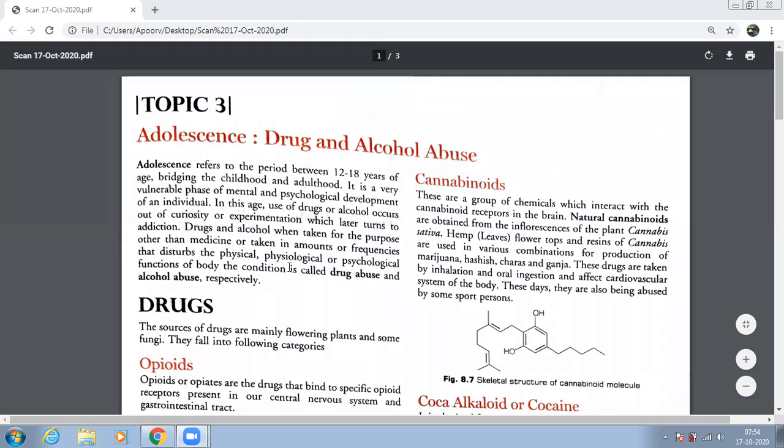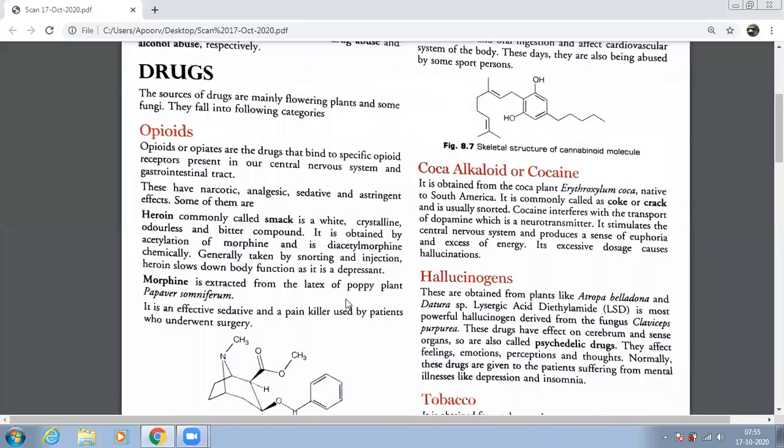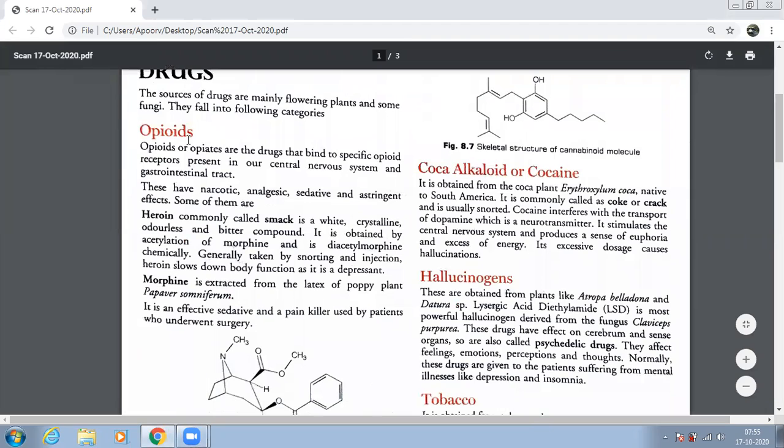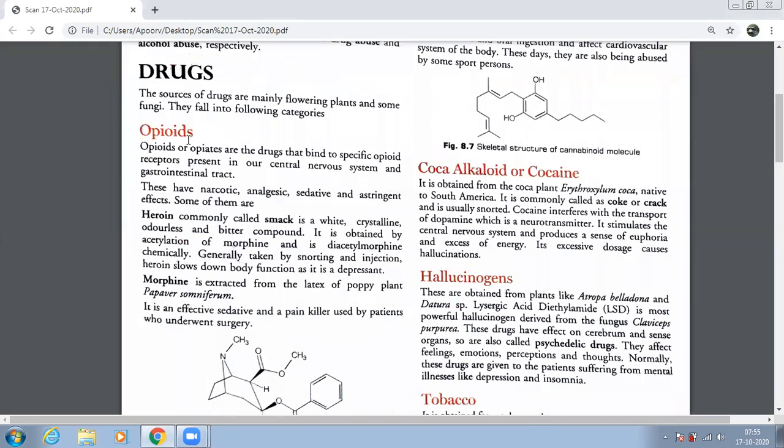It is taken other than for the purpose of medicine, and second, it is taken in a higher amount that is going to disturb these functions. Now we come to drugs. We'll certainly have some questions from here. The sources of drugs are mainly flowering plants and some fungi. Basically flowering plants.